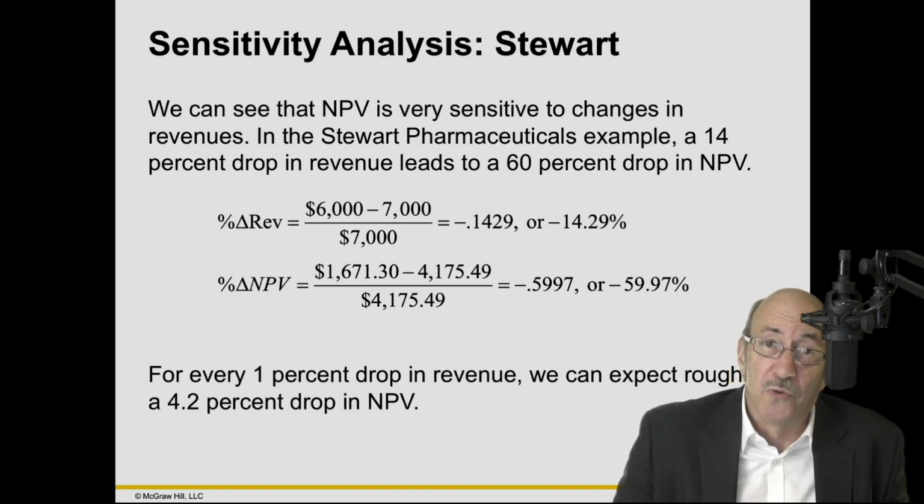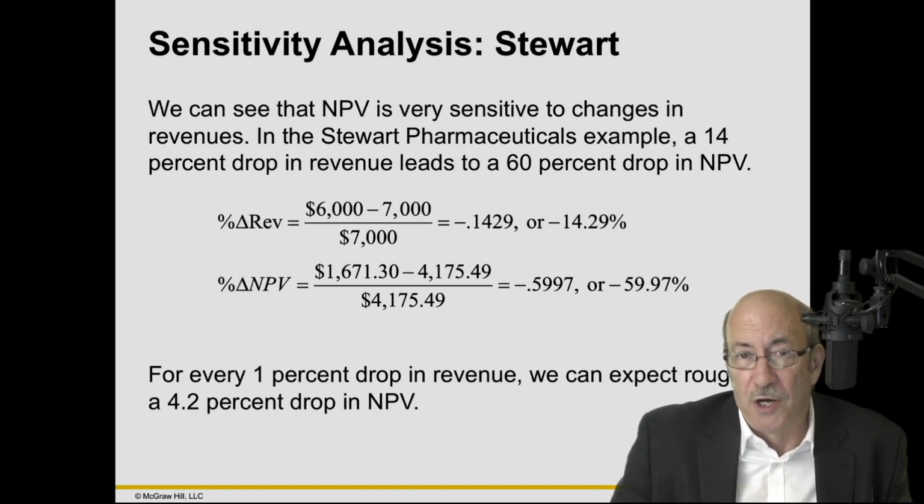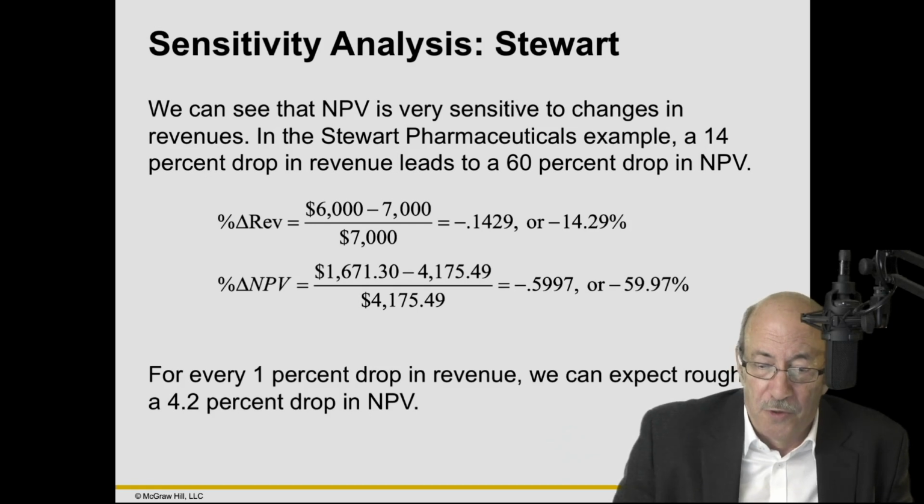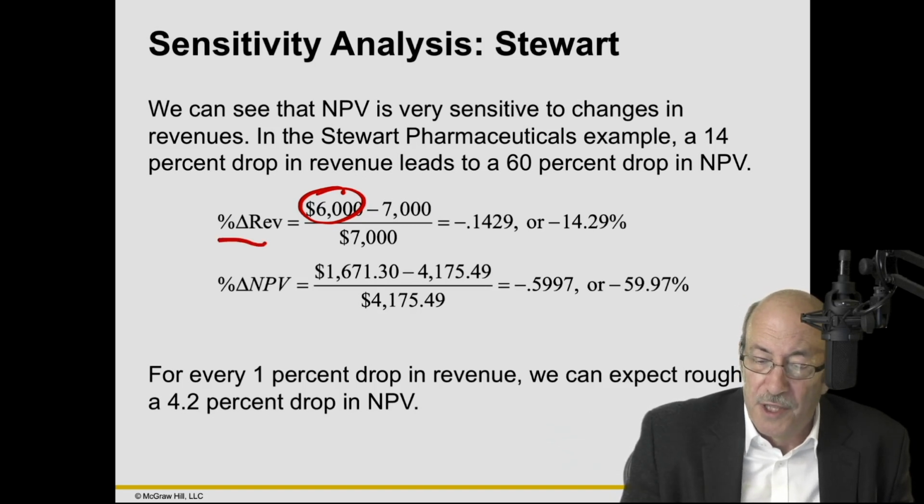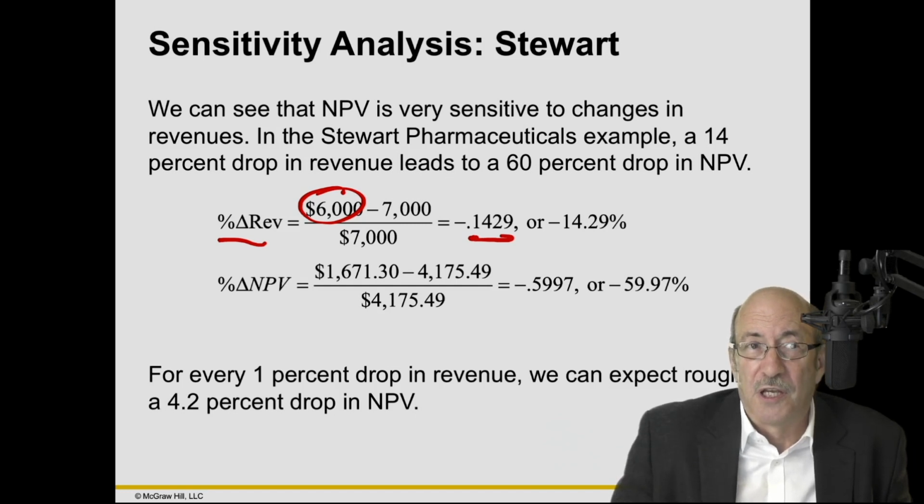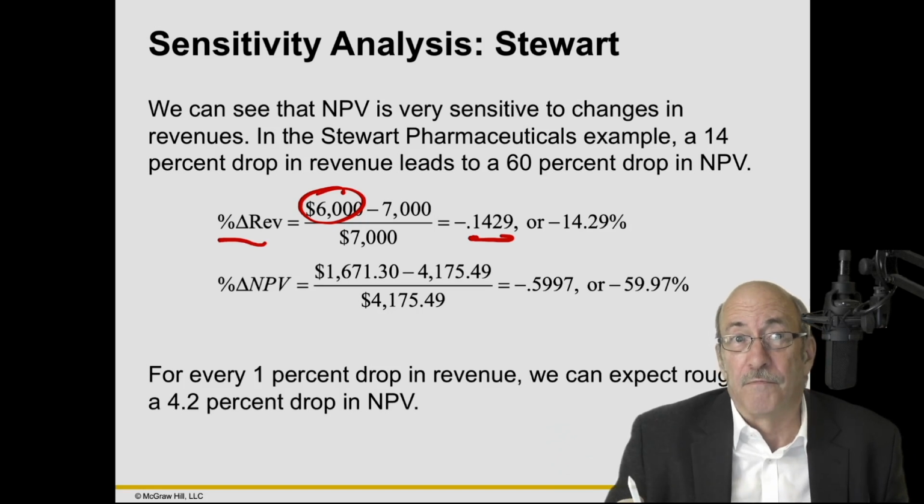Sensitivity analysis, though, causes us to be a little cautious. So here what they've done is they've said, well, let's suppose that revenues are not 7 billion, but only 6 billion. What would that do to us? Well, let's figure out the percentage change. That's about a little over 14% decrease in revenues. How does that affect the NPV, though?